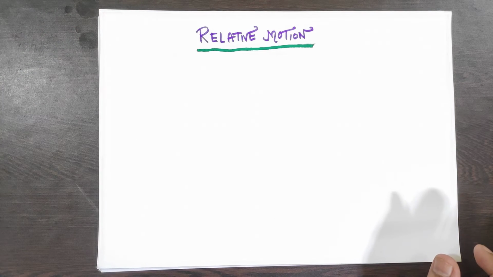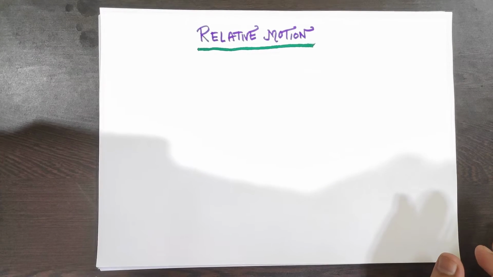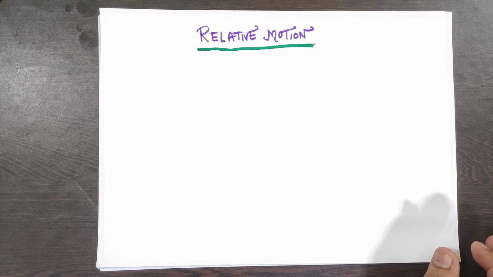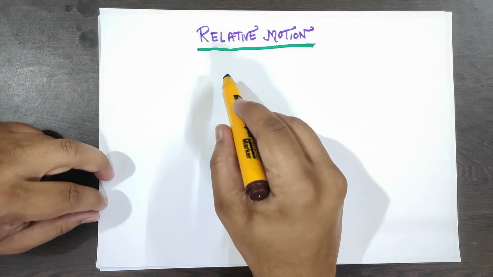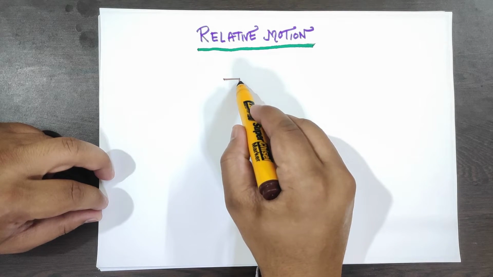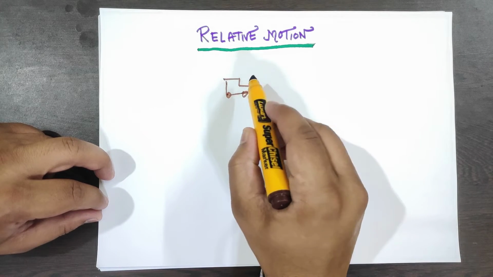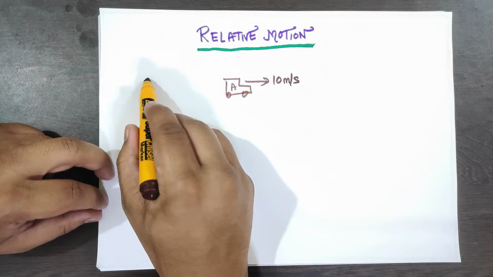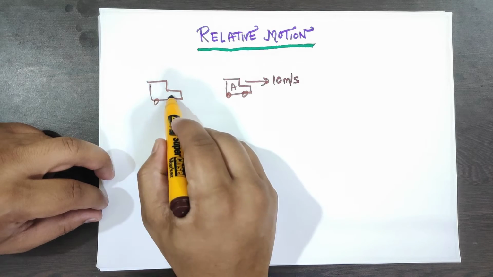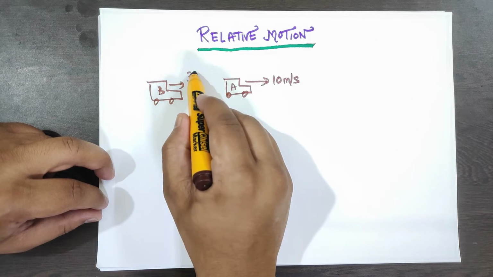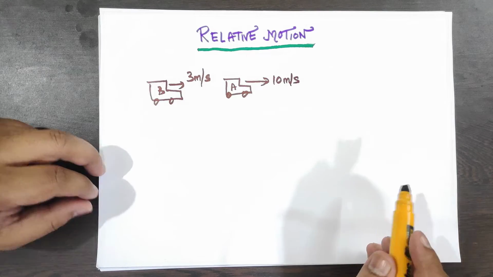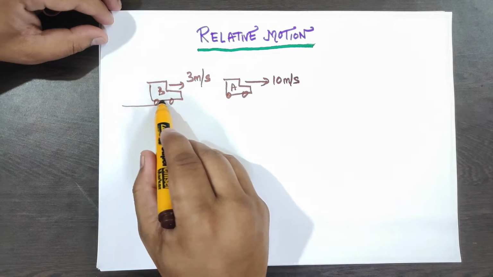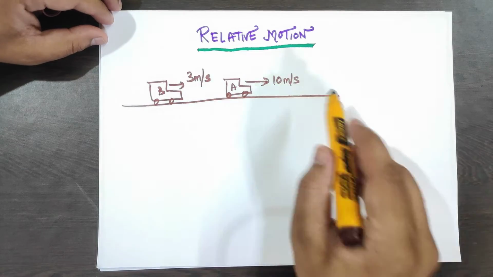Today we will be discussing relative motion. Relative motion means, say there are two trains moving, or two cars moving. Suppose this is car A moving with a velocity of 10 meter per second, and there is car B moving with a velocity of 3 meter per second. These are the speeds with respect to the ground frame.